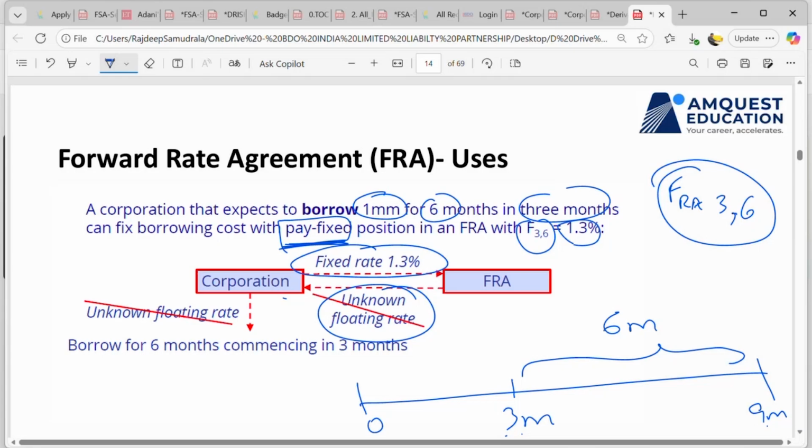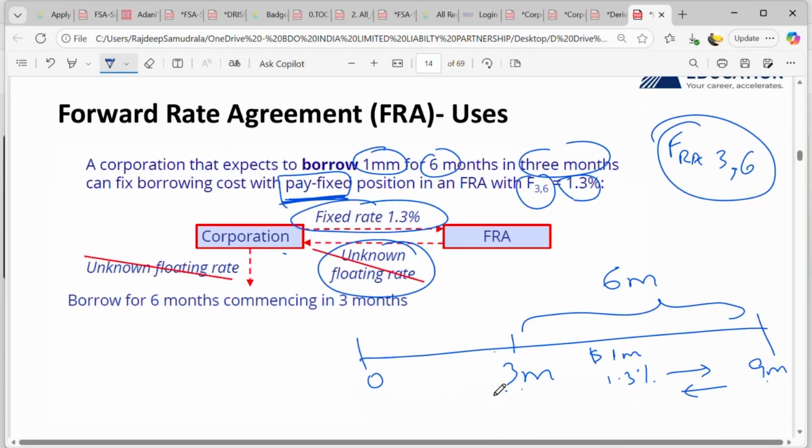Company 3 months के बाद will borrow for 6 months. How much will it borrow? $1 million. At what rate? 1.3% pay करेगा. Receive कितना करेगा? पता नहीं. The difference will be your pay or receive for the 6 months accordingly. Simple. So you have to learn to break down the sum into a timeline.